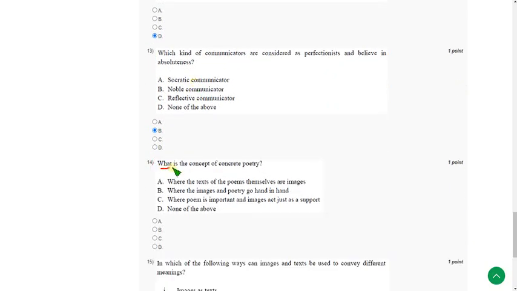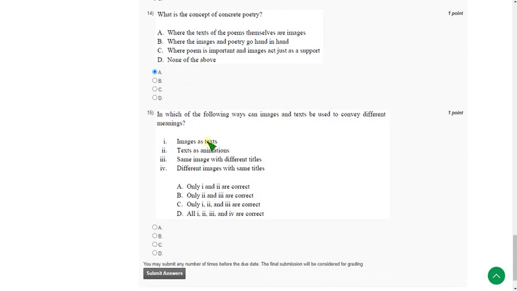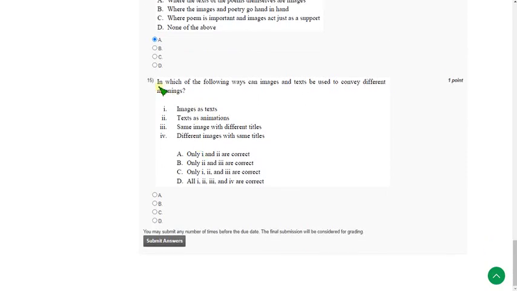14th one, what is the concept of concrete poetry? The probable answer for the 14th question is option A, where the texts of the poems themselves are images. That is option A. So moving to the final question of this assignment, that is the 15th question. In which of the following ways can images and text be used to convey different meanings? So the answer for the 15th question could be option D, all of the above. So mark option D as the probable answer.